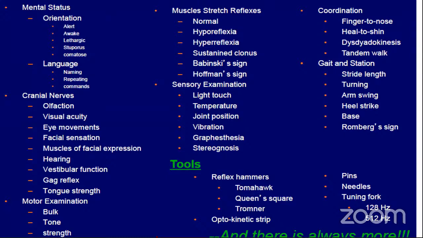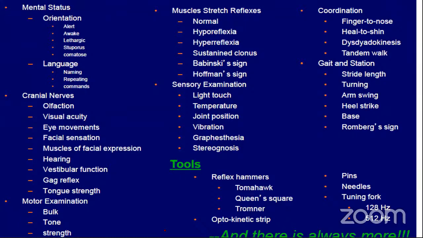The sensory examination includes superficial sensations: light touch, temperature, and pinprick, pain. The joint position sense and vibration are called the deep sensations, and graphesthesia, stereognosis, and 2-point discrimination are called the cortical sensations. And you require a reflex hammer, a tuning fork, a torch and an ophthalmoscope for that.